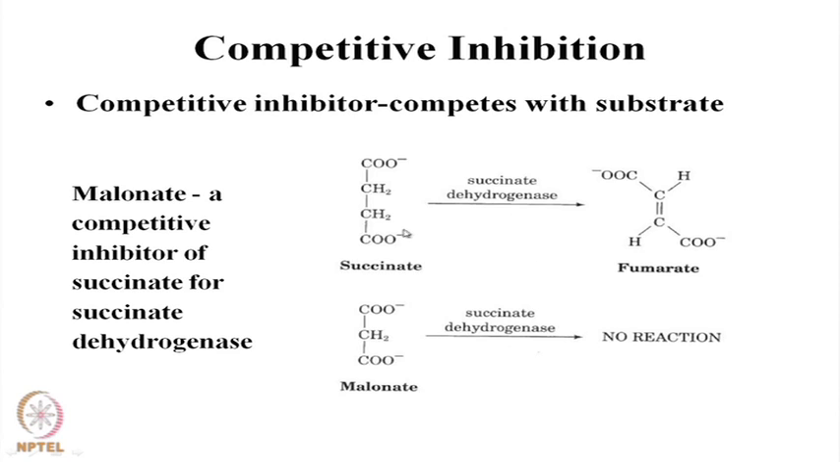Malonate is a competitive inhibitor of succinate for succinate dehydrogenase, like the scheme shown over here. Although in the presence of succinate dehydrogenase, succinate produces fumarate, here no reaction occurs, but they have some structural resemblance because this is a diacid. This is also a diacid, although it has only one CH2 spacer, whereas succinate has two CH2 spacers. For the formation of a double bond you need another C, which is not available over here, so no reaction occurs, but since they have structural resemblance, they compete for the same enzyme, that is succinate dehydrogenase.